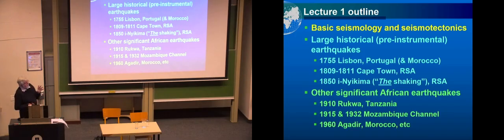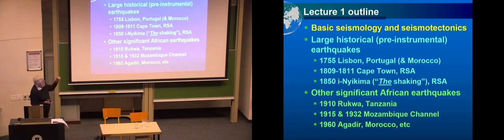A little bit of basic seismology and, as I said, seismotectonics. And then the big pre-instrumental earthquakes that have affected the African continent, and some of the really big ones. And of course, the first one might be thought to be a European earthquake, but I'll argue that in fact it is essentially an African earthquake as well. So 1900 when I talk about pre-instrumental, I mean before the invention of the seismograph. The seismograph was invented by an Englishman, John Milne, who worked in Japan between 1880 and about the turn of the century.